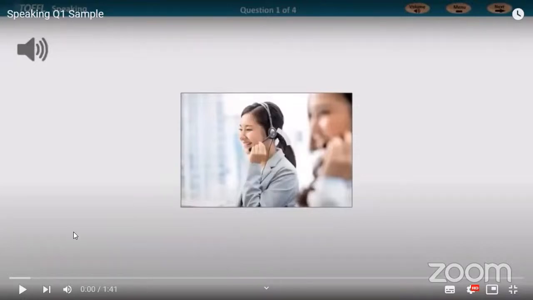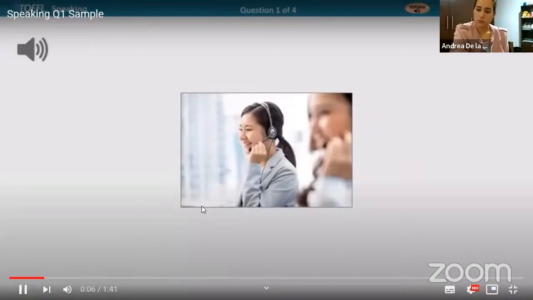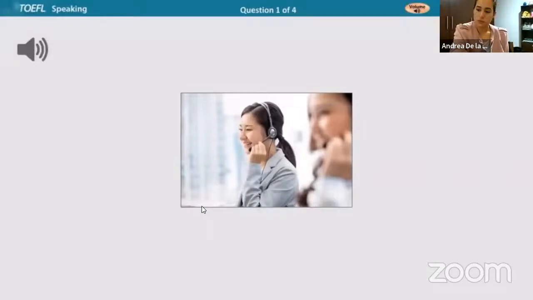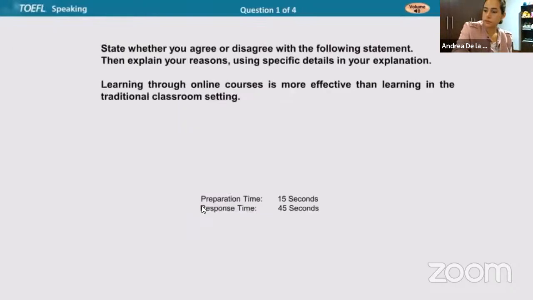Number 1. In this question, you will be asked to give your opinion about a familiar topic. After you hear the question, you will have 15 seconds to prepare your response and 45 seconds to speak. State whether you agree or disagree with the following statement. Then explain your reasons, using specific details in your explanation.